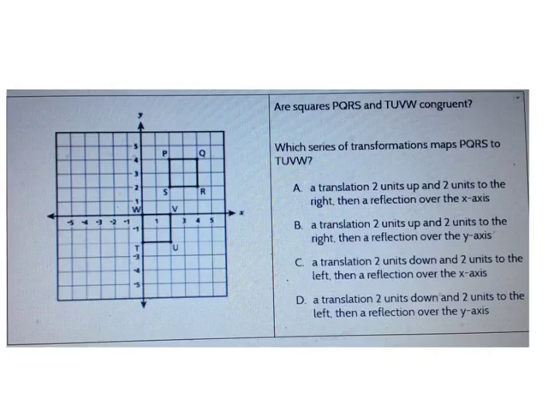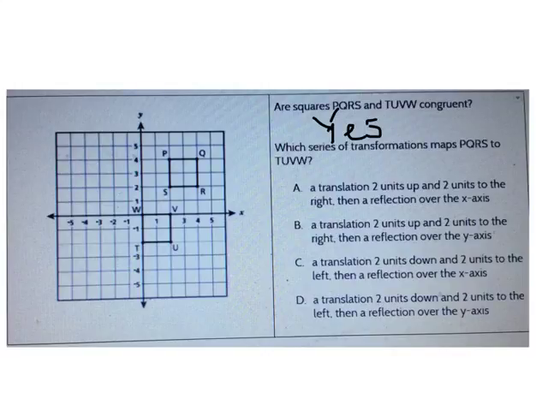Remember, I can tell if two shapes are congruent if they're the same size and same shape. They have all the same angles and all the same sides. Are squares PQRS and TUVW congruent? Yes. They are both squares with side lengths 2, so they have all right angles and all sides that are 2 units long. Which series of transformations maps PQRS to TUVW?